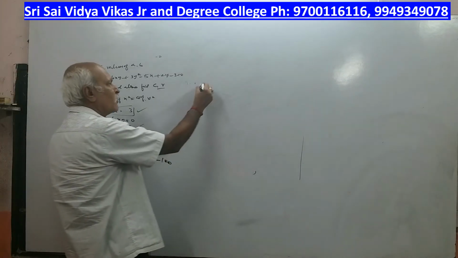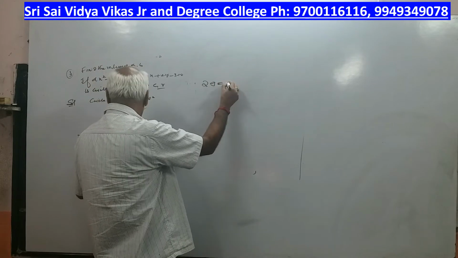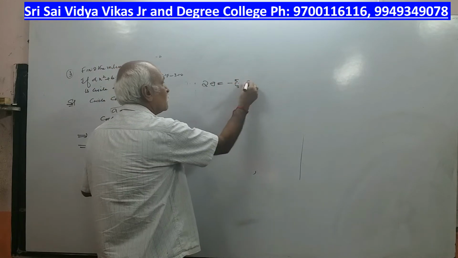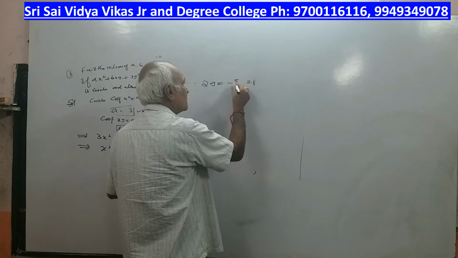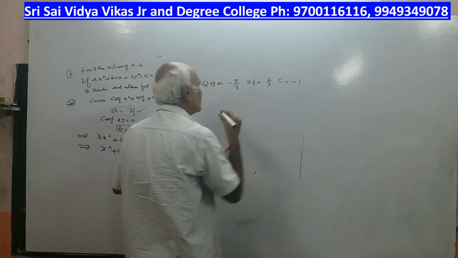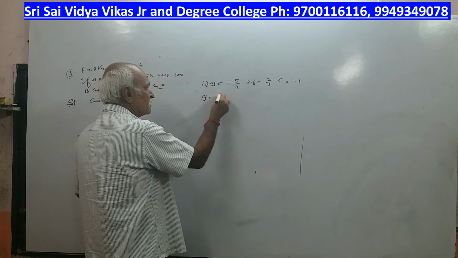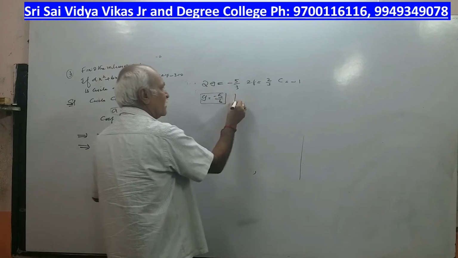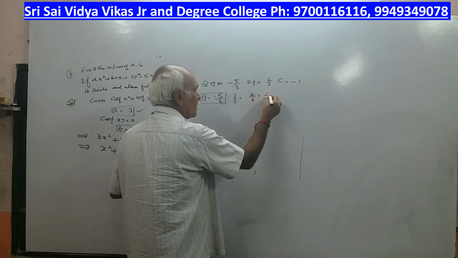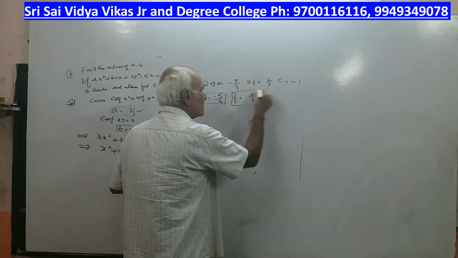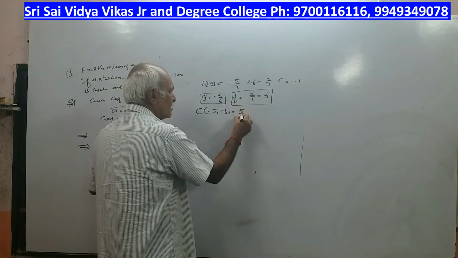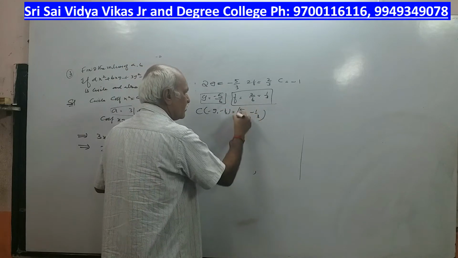Now from here, the concept is 2g is equal to what? Minus 5 by 3. 2f is equal to 2 by 3. c is equal to minus 1. So what is the g value? Minus 5 by 6. The f value is 2 by 6, which is nothing but 1 by 3. What is the center? Minus g comma minus f: 5 by 6 comma minus 1 by 3.